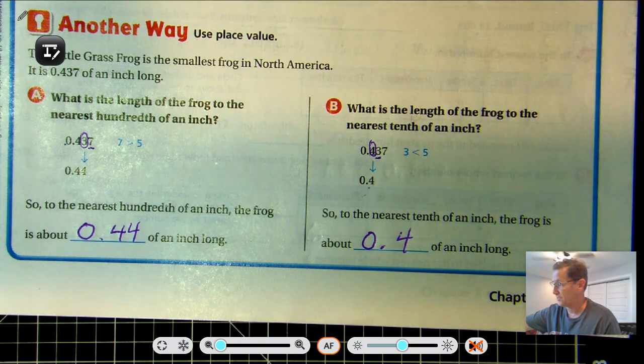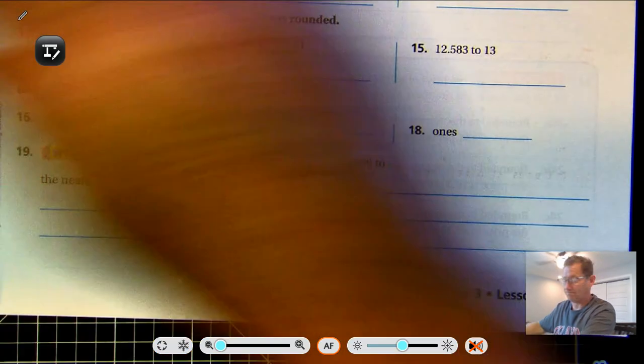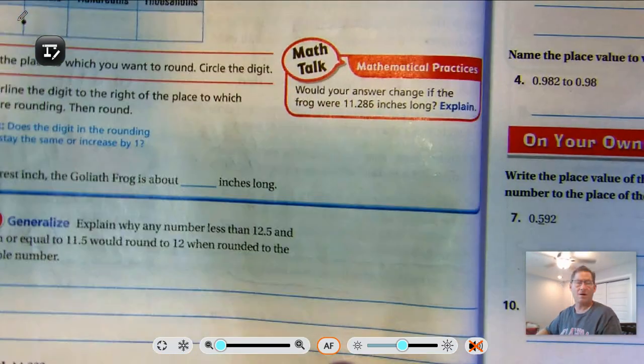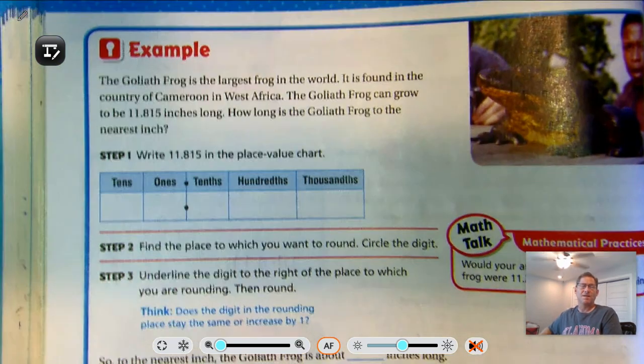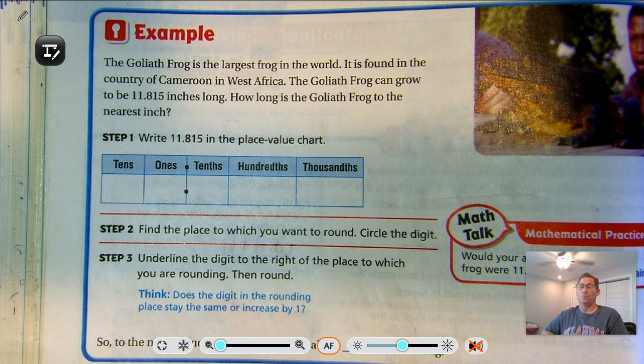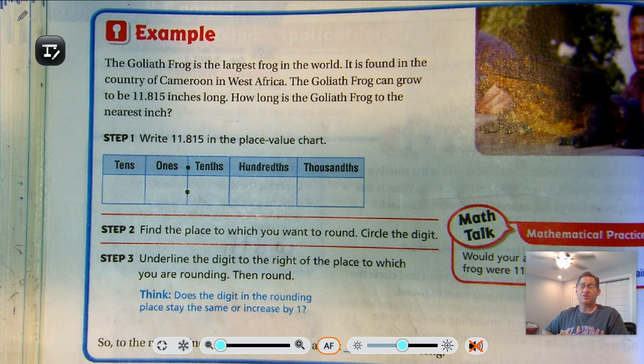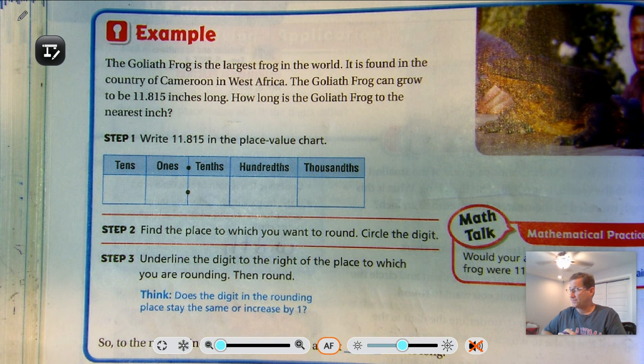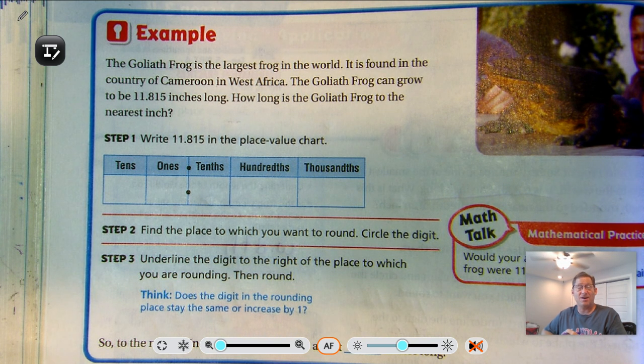All right, let's continue. Let's practice some more. Here's one example. The Goliath frog is the largest frog in the world. It is found in the country of Cameroon in West Africa. The Goliath frog can grow to be 11 and 815 thousandths inches long. Almost a foot, right? How long is the Goliath frog to the nearest inch?